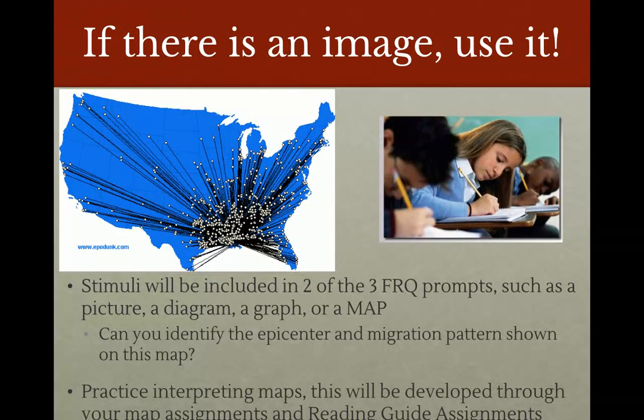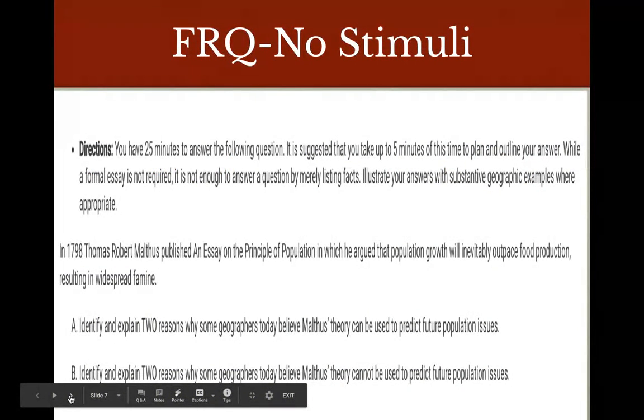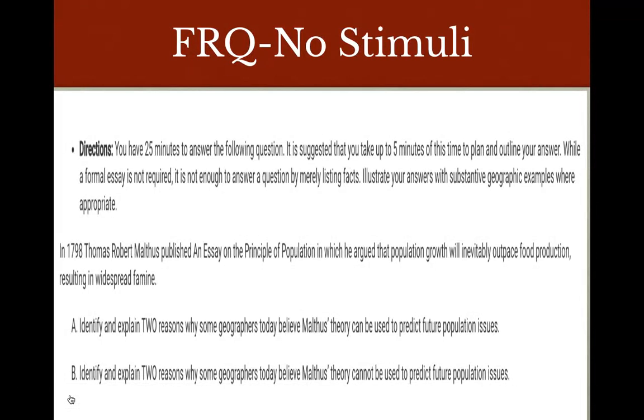Practice interpreting maps. This will help develop through your map assignments and your reading guide assignments. Notice that with your reading guide assignments, you've already seen a lot of images, and you'll continue to see more because your reading guides are going to help you with practicing FRQ responses. When there's an FRQ with no stimuli, this will be one of the 3 FRQ prompts you'll see on the AP exam. Through the course of our practice, you're going to see no stimuli, stimuli, and 2 stimuli. And I'll mix it up throughout the course of the year.